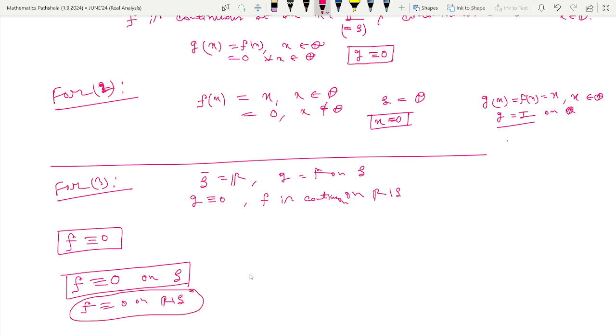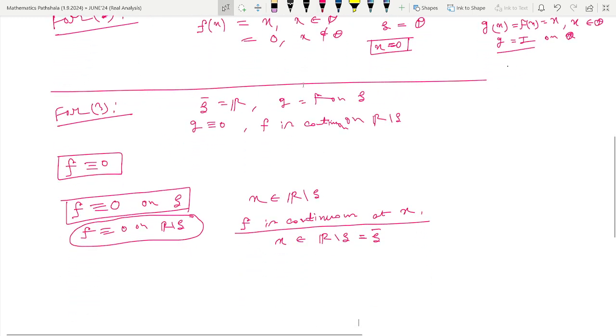So take one arbitrary point, x belongs to R minus S. And what are we given? We are given that f is continuous on R minus S. So f is continuous at x, because we have taken an arbitrary point x from R minus S. So now we have f is continuous at x, and also x belongs to R minus S, which is contained in S closure, because S closure equals R.